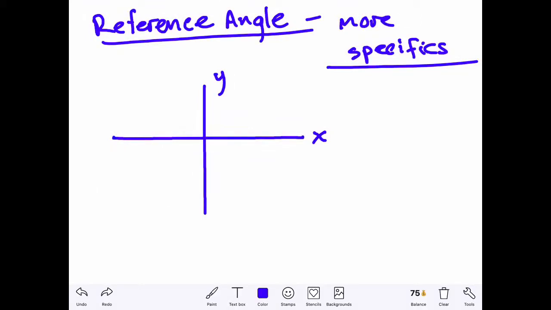Okay, let's investigate the reference angle in more detail. Say I had theta equals 5 pi thirds. In the first video, we dealt mostly with degrees. Let's do some radians. So draw your initial side, and then it's positive, so we're going to rotate: pi halves, pi, 3 pi halves, and 5 pi thirds.